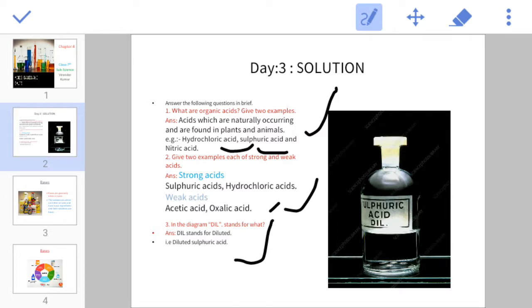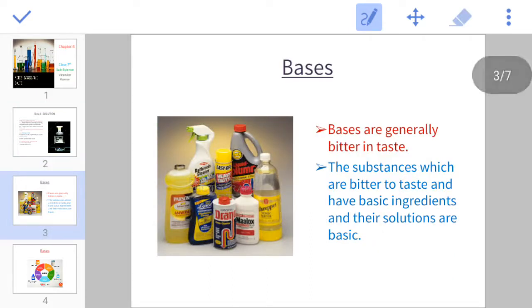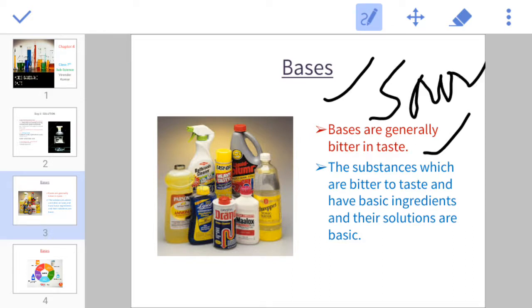Now let's start the next topic. It's bases. We have done everything about the acids. Now it is about the bases. Bases are generally bitter in taste, and if you talk about the acids, they are sour. Acids are sour, but here bases are bitter in taste.